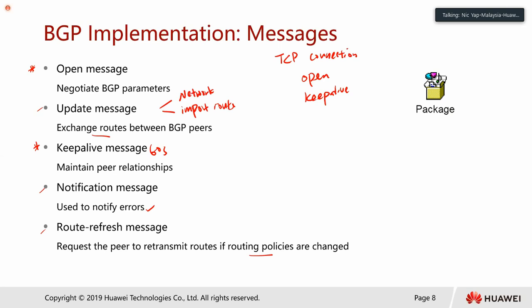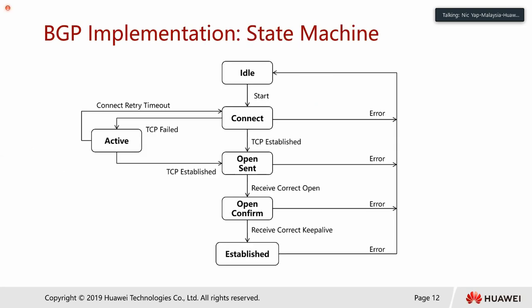So far, okay, any questions? All right, next, the state machine. Under the state machine, we have Idle, Connect, OpenSent, OpenConfirm, Established. Under Connect, there is Active. So starting from Idle, they go to Connect. Connect is for establishing the TCP connection.